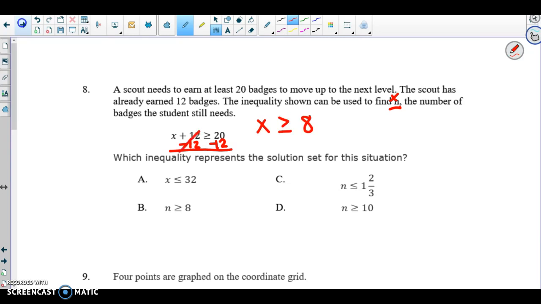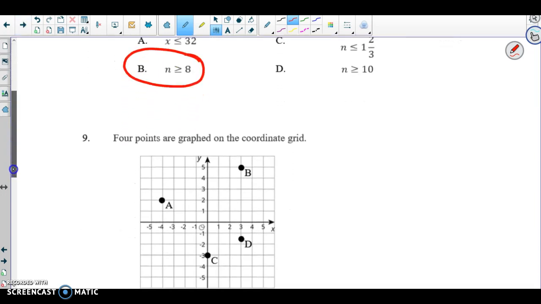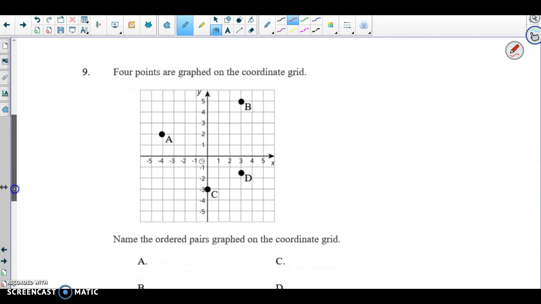So I can just rearrange it and have 20 minus 12. So X is greater than or equal to 8. And if I wasn't sure, I could plug them in here, to see which one would give me that answer. 4-point graph, name them.